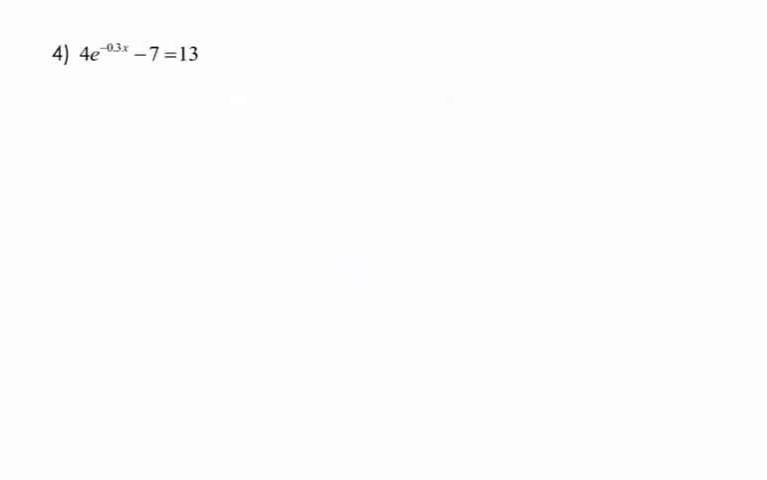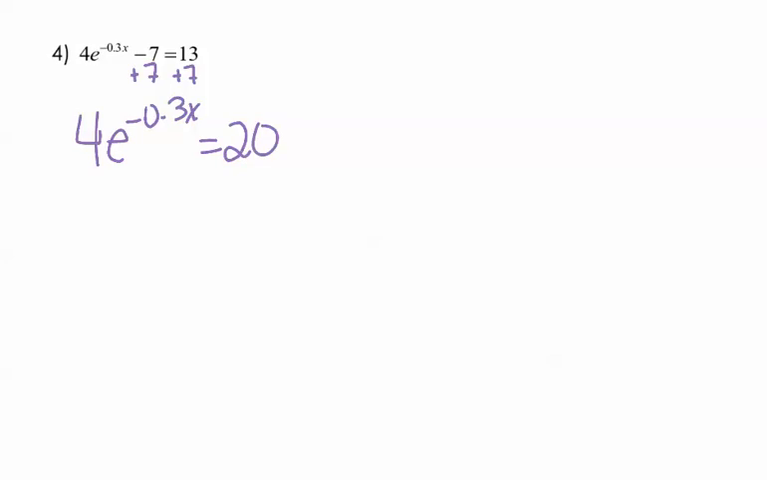All right, so this last one here, let's go ahead and see for E. Remember, E is Euler's number, so 4e to the negative 0.3x minus 7 equals 13. Before we can do anything here, we have to isolate that exponent term. So the E has to come by itself. I'm going to go ahead and add 7 to each side. So 4e to the negative 0.3x equals 20.